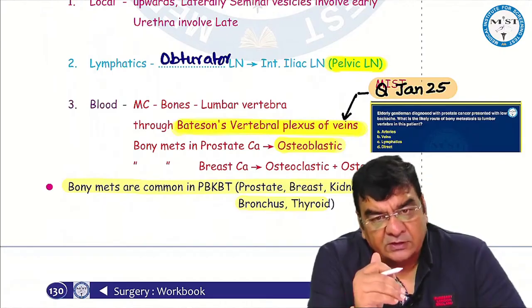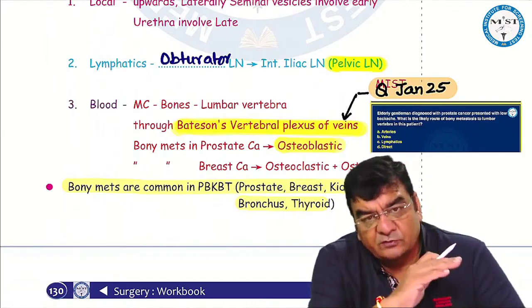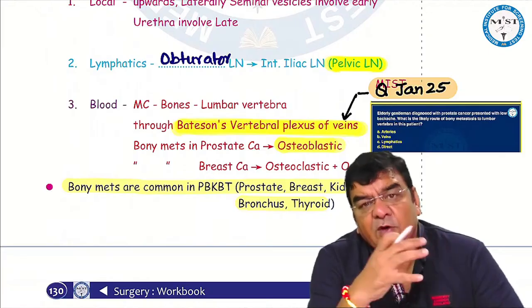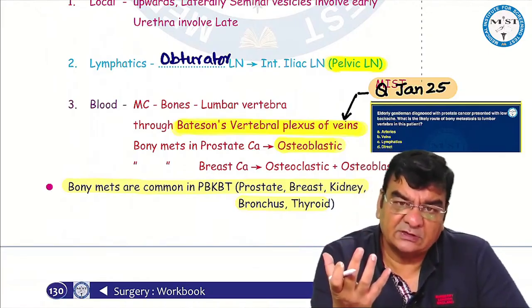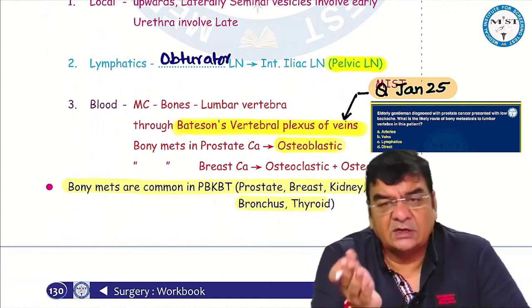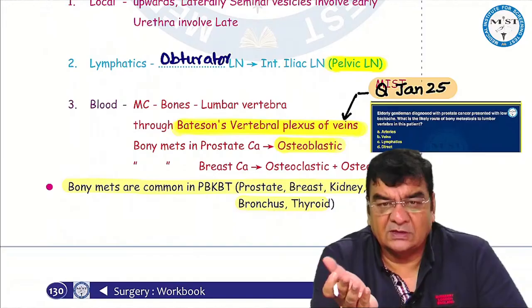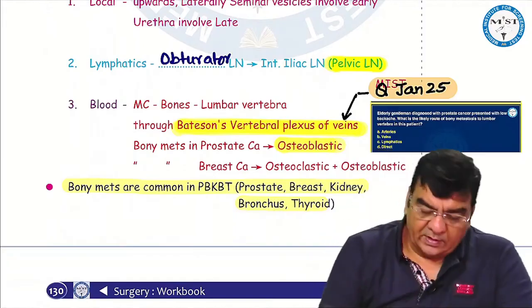Because prostate and breast both are related to hormones like androgen for prostate and estrogen for breast, so we find osteoblastic metastasis in prostate and breast cancers. However, in breast cancer we can also see osteoclastic, and in prostate also we can see osteoclastic, but commonly osteoblastic. Right.